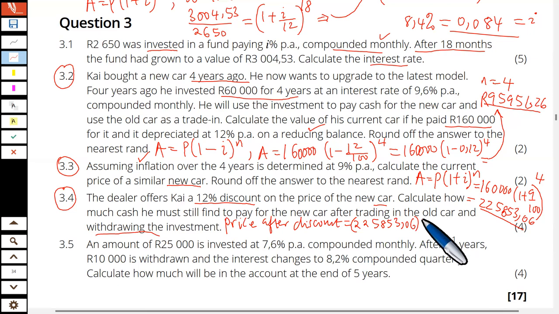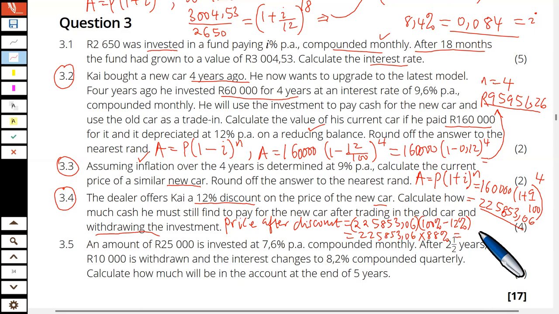Okay, 12% discount. So it would mean that they're going to reduce by 12%. So this guy will have to pay what? You are saying 100% minus 12%. So in other words, this is exactly 225,853.06 times. Now this 100 minus 12 is 88%. So in other words, this guy must pay 88% of what the car is worth. And then now you must find 88% of what the car is worth.